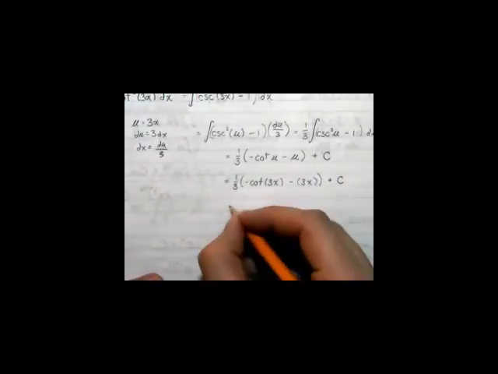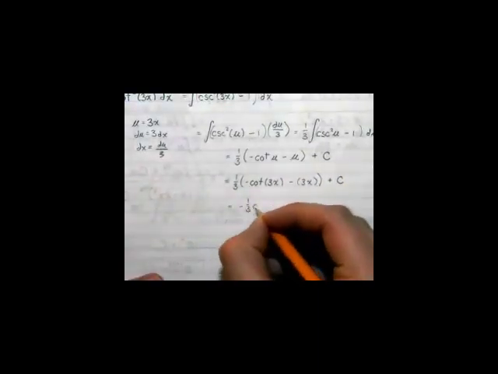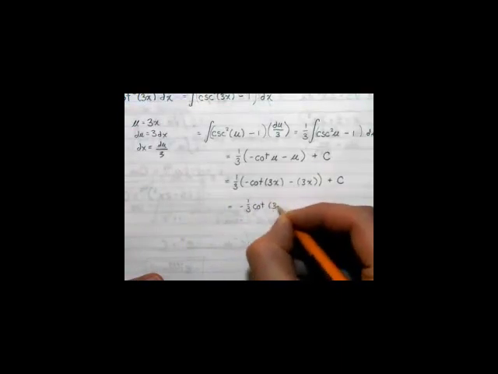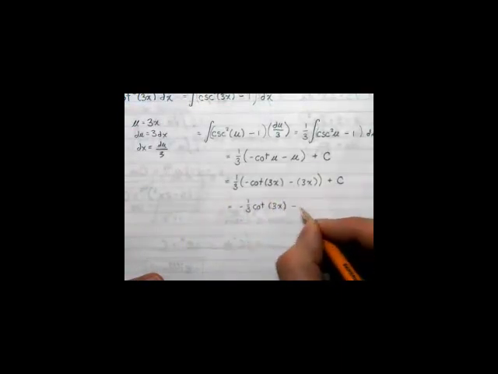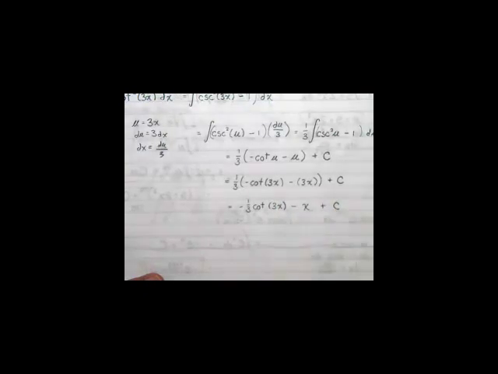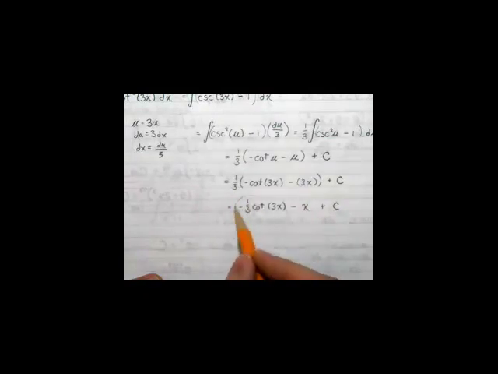I guess we could distribute our 1/3. That would make it a little nicer. So negative 1/3 cotangent 3x minus, plus c. So I distribute that 1/3 into the 3x, it's just x. And there you go, using one of those Pythagorean identities to get myself started on this one.